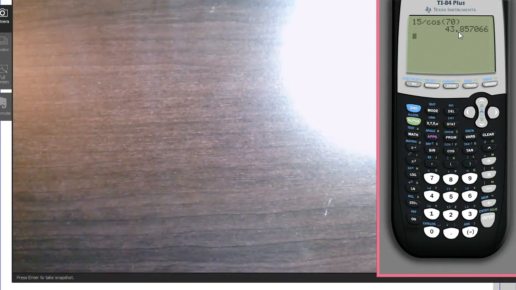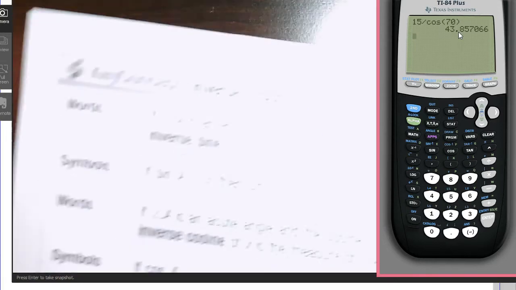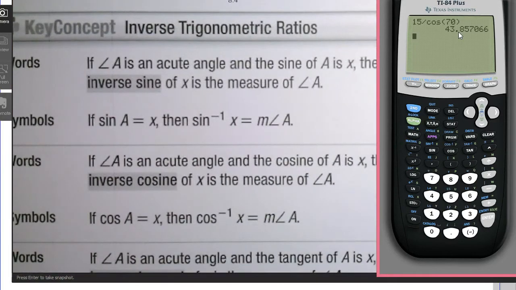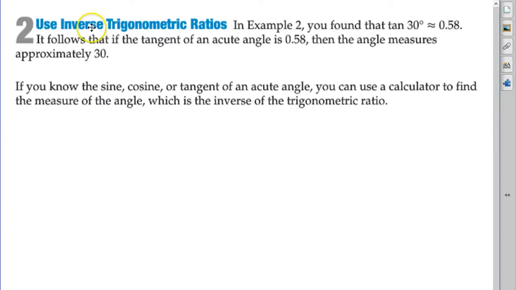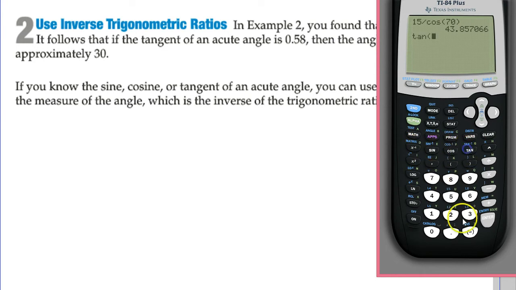All right, now the last thing to cover for this section is the inverse trig functions. Now, the way this works is that, for instance, I know the tangent of 30 degrees is 0.577350 and some change. So it's about 0.58.